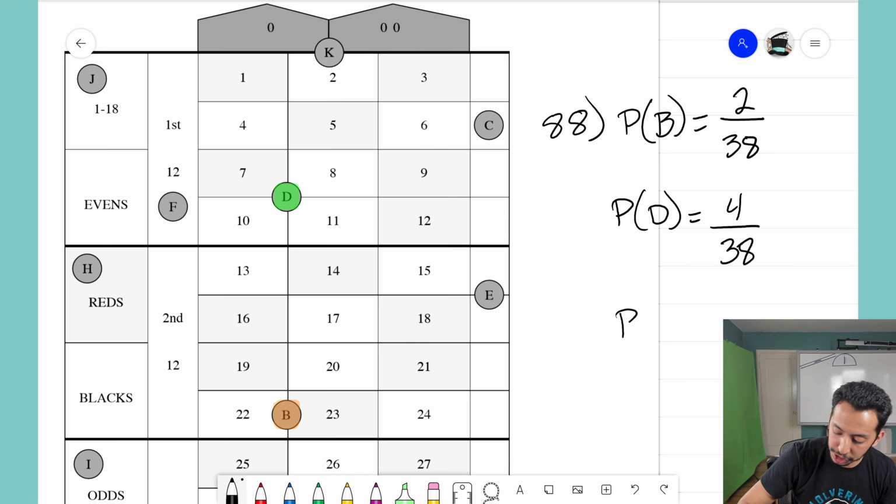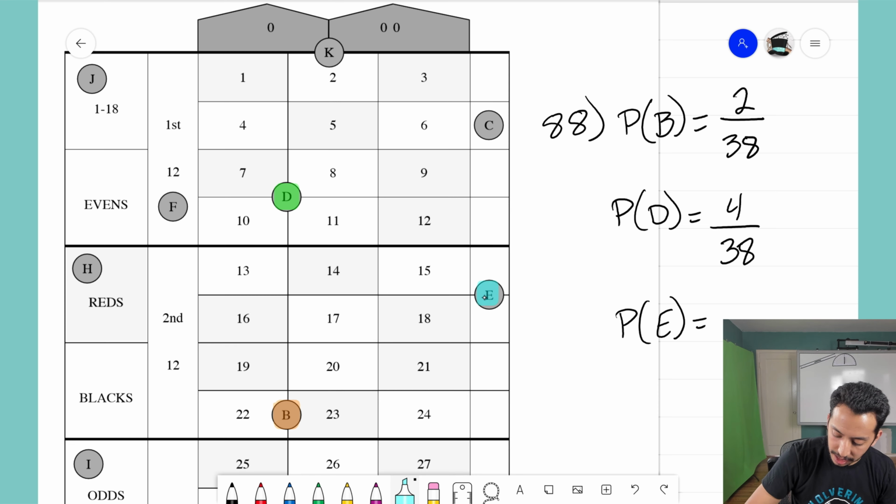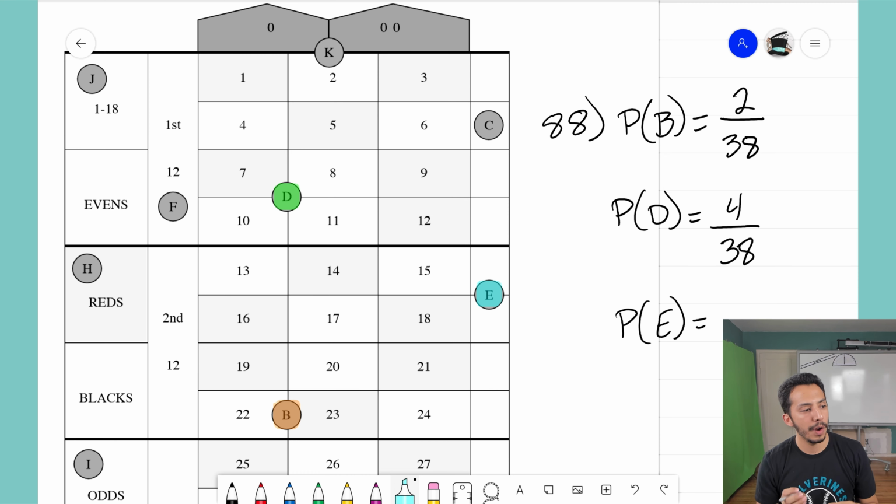Really, really good. All right, let's just do one more. We're not going to do all of these. If I'm looking at the person who placed their bet on E, we haven't talked too much about this, but let's see if someone can get it. For bet E, what is the probability that that person will win?